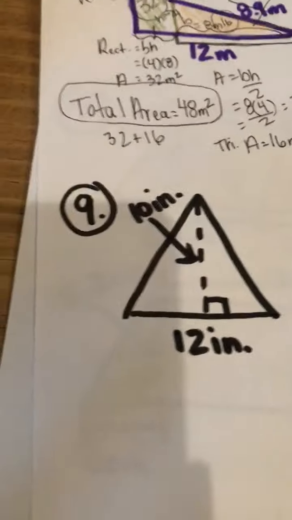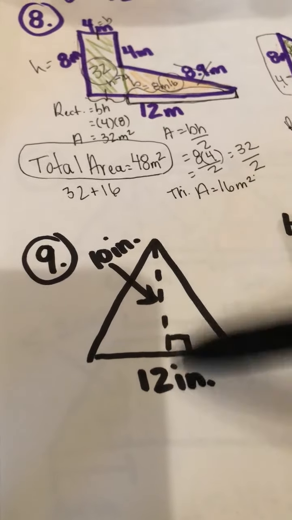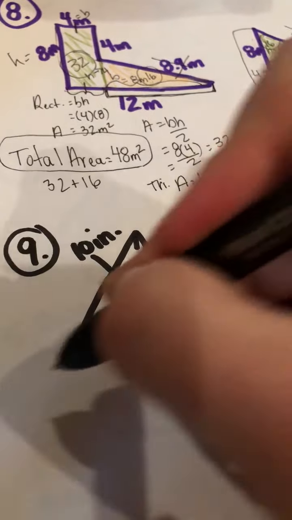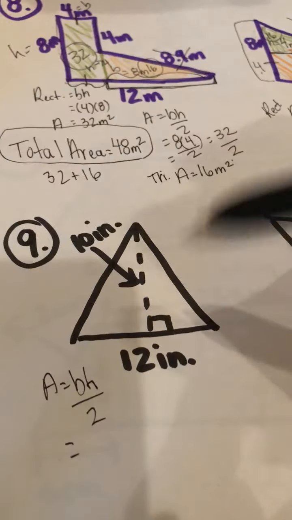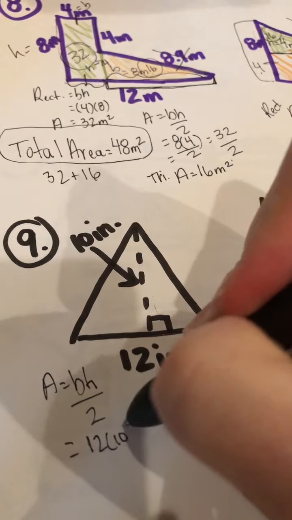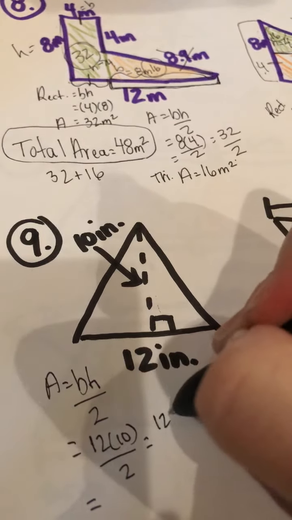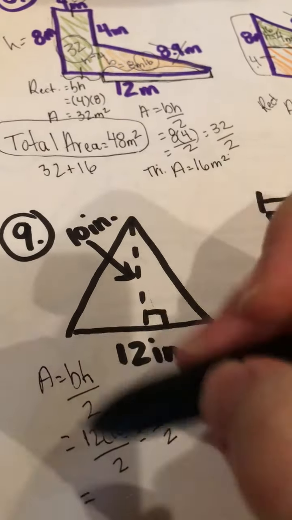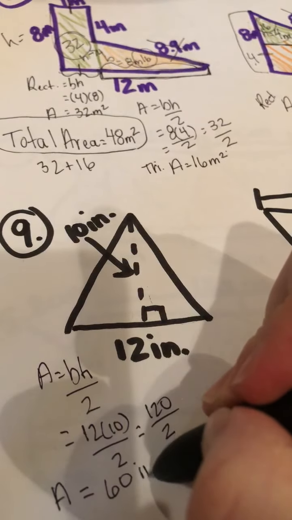Okay, number 9. Pretty simple. It is a triangle. I don't have 2 triangles. It's just showing the height. So the triangle is going to be area equals base times height divided by 2. This one's fairly easy. The base is 12, the height is 10. Divided by 2. This is going to be 120 divided by 2. If I cover up my 0, 12 divided by 2 is 6. Add the 0, 60. So we're working with inches squared.